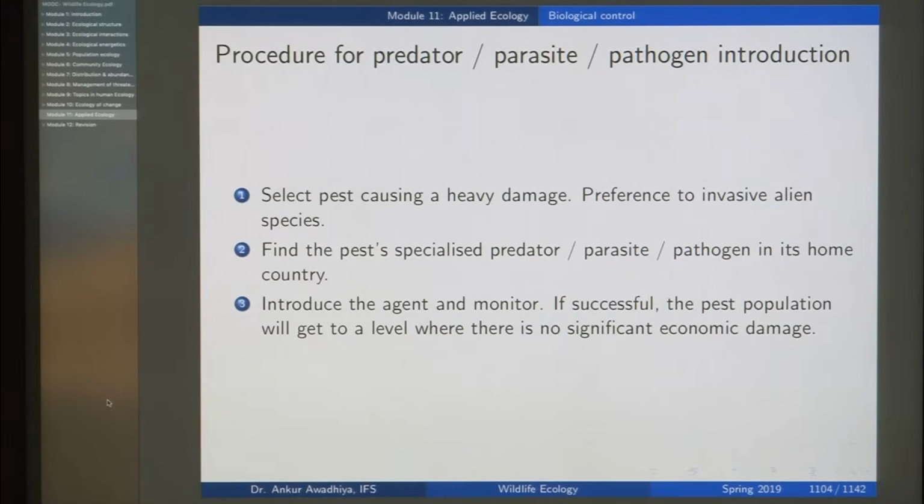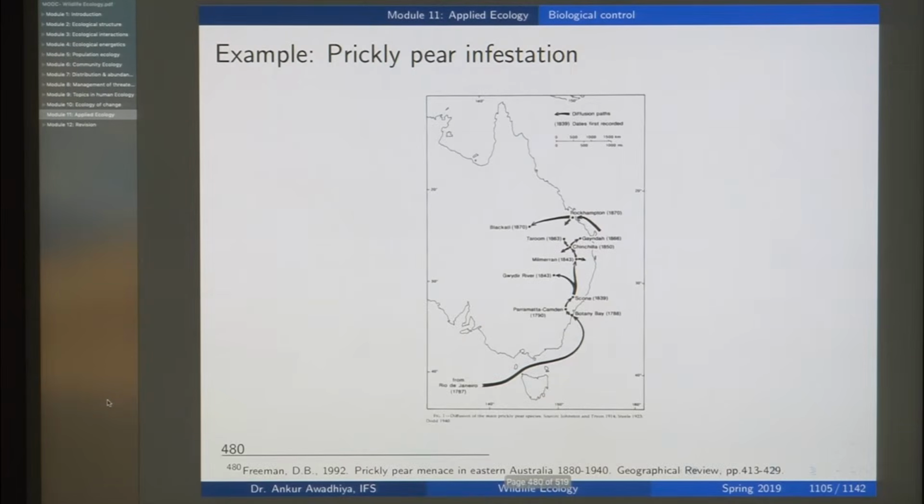So in this case, if you are going for a predatory approach in biological control, you start by selecting a pest that is causing a heavy damage, give a preference to the invasive alien species, find the specialized predator or parasite or pathogen that is harming the pest in its home country, and then you introduce the agent into your own country, and then you monitor, and if it is successful, the pest population will go to a level where there will be no significant economic damage anymore.